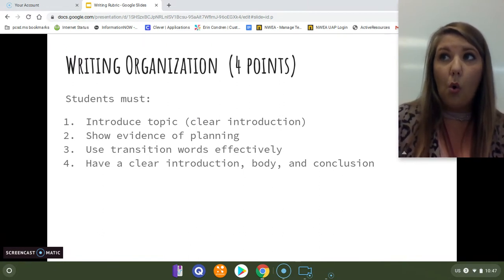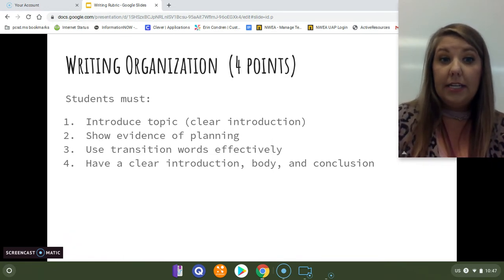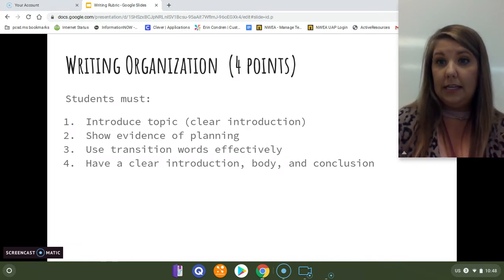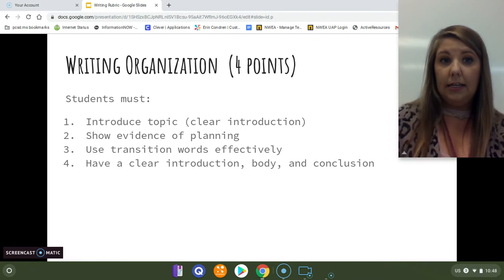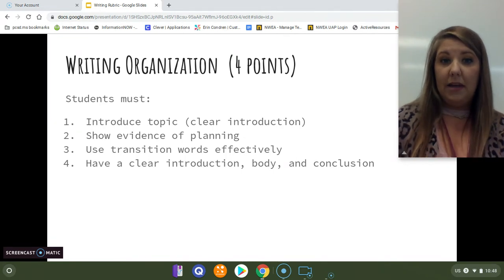You have a logical order and a flow in your essay. You also need to use transition words effectively. You have a list of transition words to use. Use those and use those correctly. You also need a conclusion at the end. So you want to make sure you have a clear introduction, a clear body, and a clear conclusion to get your 4 points, added in with some transition words and some evidence of planning.